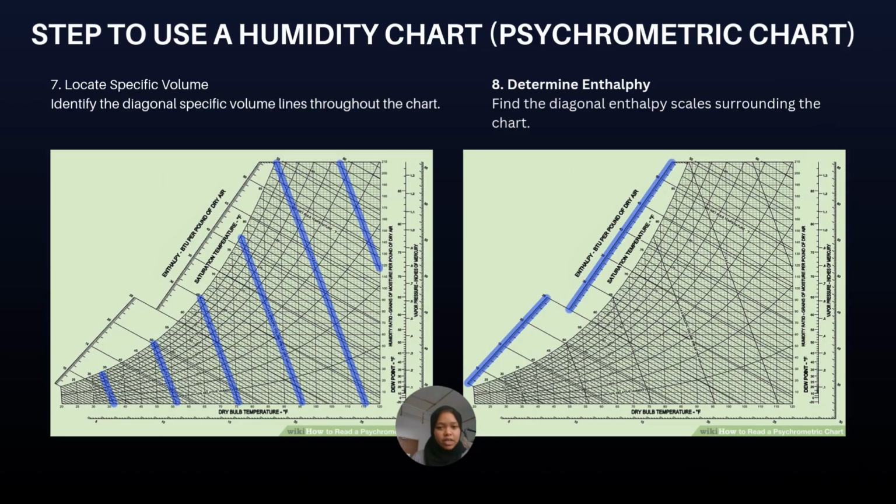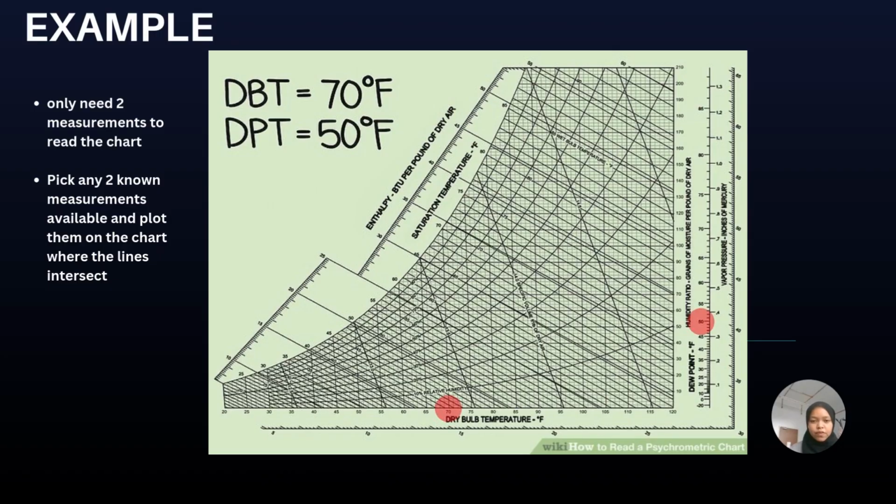We can also find the diagonal enthalpy scale on the chart to determine its enthalpy. When solving a problem involving a psychrometric chart, we only need two measurements to read the chart. In this example, it is given that the dry bulb temperature is 70 degrees Fahrenheit and the dew point temperature is 50 degrees Fahrenheit. So we can locate both of these values on the chart and point them first.